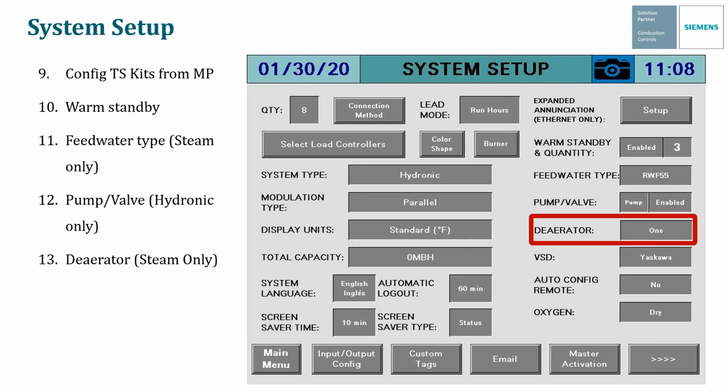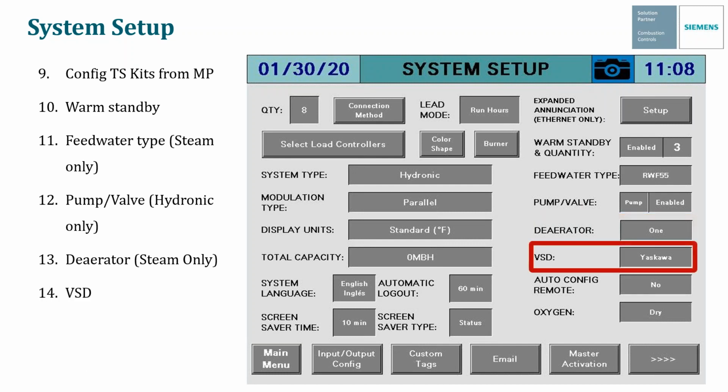Another steam-only parameter here is the de-aerator. So if you have a DA panel connected to the master panel, in order for you to view it from the master panel, you have to turn on that option here. So you could say I have one DA panel connected or two DA panels connected, where in a case where maybe you have a de-aerator and a surge tank panel, you'd select two here.